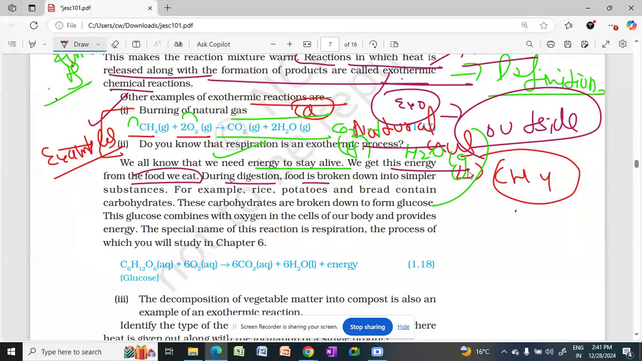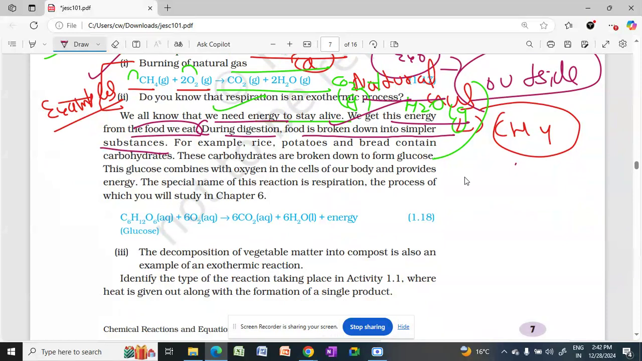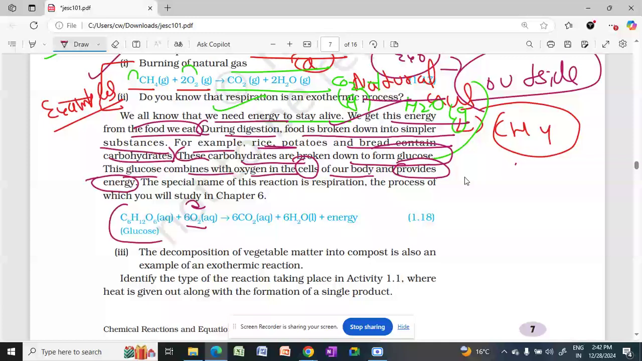During digestion, what happens? Food is broken down into simpler substances. For example, rice, potatoes, and bread contain carbohydrates. These carbohydrates are broken down to form glucose. This glucose combines with oxygen in the cells of our body and provides us energy. Clear?